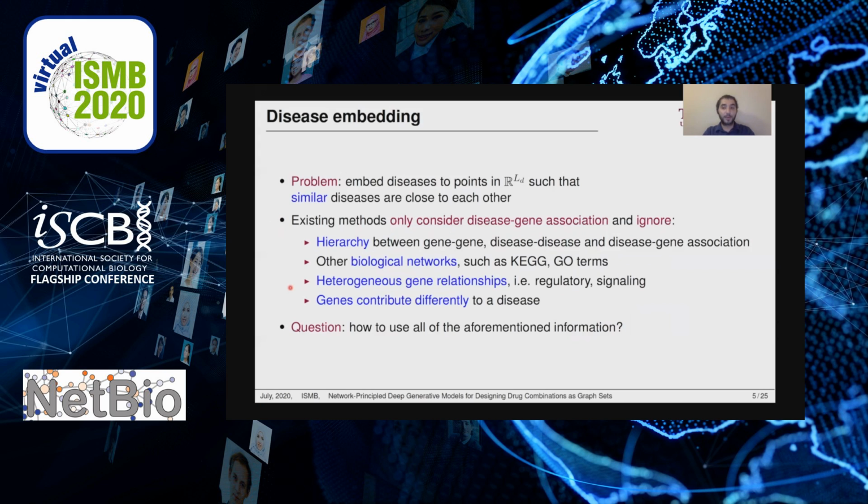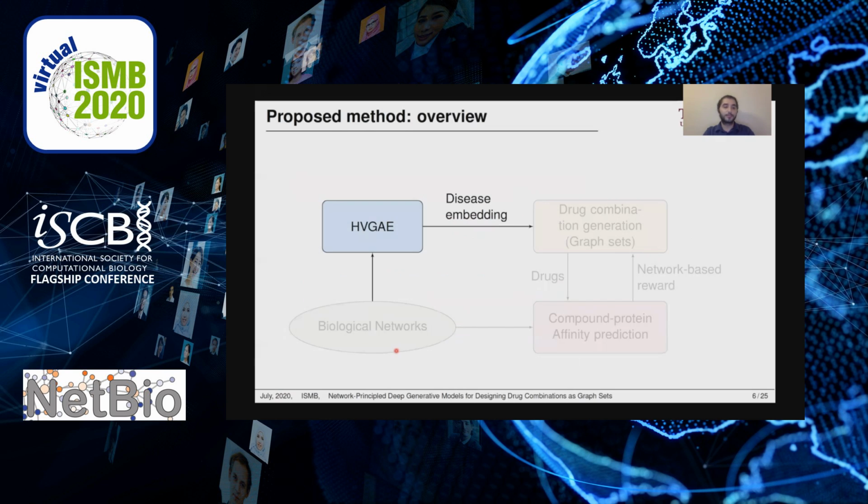For example, it can be regulatory, it can be signaling, so there is all different information that we should utilize. Or, for example, each gene may not contribute equally to the disease embedding or disease representation. So we need to consider that genes may contribute differently to diseases. So the main question is how can we use all the information to do the disease embedding? In the next section, I will go over the HVGAE part, Hierarchical Variational Graph Auto-encoder, to do the disease embedding.